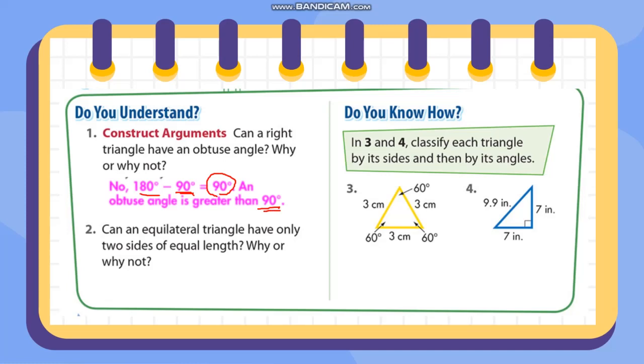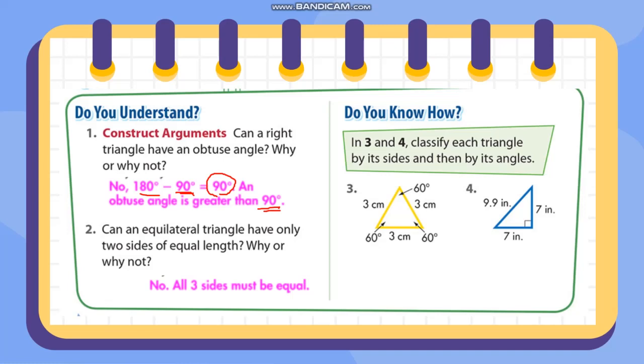Next. Can an equilateral triangle have only two sides of equal length? Why or why not? The answer is no. Why? Because all three sides must be equal. From the root word equal, from the word equilateral. So in an equilateral triangle, all sides must be equal.